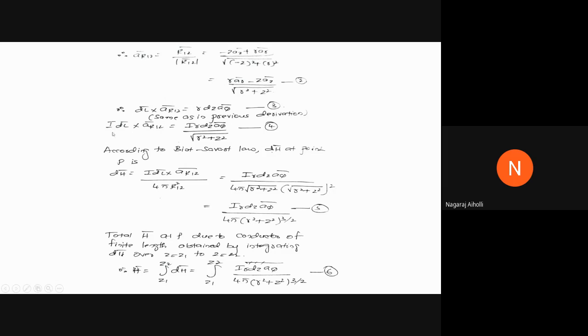Then we are finding I dL bar cross aR12 bar. I am multiplying with current I, that is I into R dz aφ bar. We had not considered this denominator term while finding the cross product. Now we have to consider that. Therefore, the denominator will be square root of R square plus Z square. Take it as equation number 4.